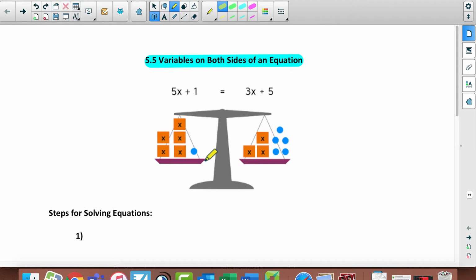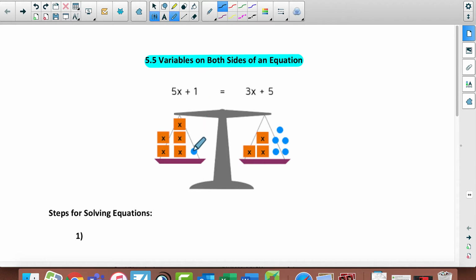So the question I have for you is, what could you do to simplify this situation here, but still have it balanced? So for example, if you were just to take 5 of these x's off, it wouldn't be balanced anymore, would it? So what can you do? I'll give you a hint, you have to do it to both sides, and you could keep it balanced.